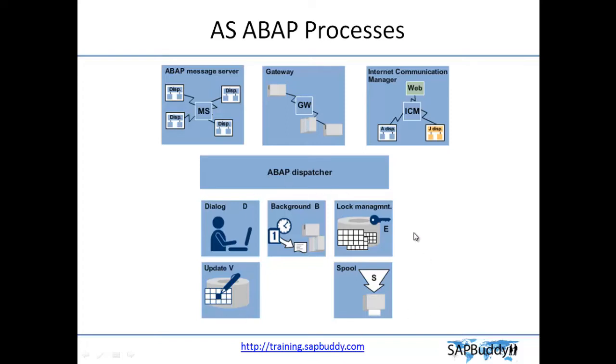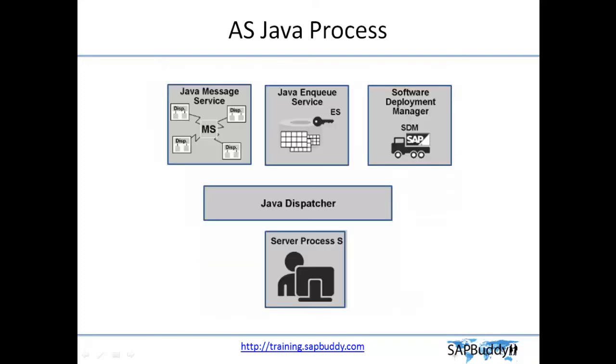So all these work processes, D, B, E, V, and S, are managed or controlled by the dispatcher. The dispatcher is connected to the message server. The message server is the controlling process of all the work happening in your SAP system. Next, let us discuss the Java work process, that is, the application server Java process.